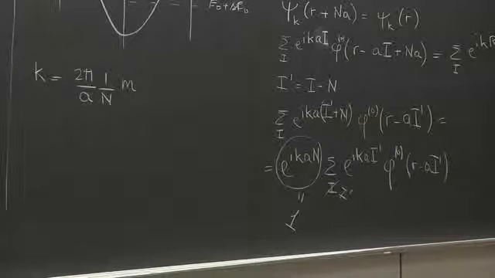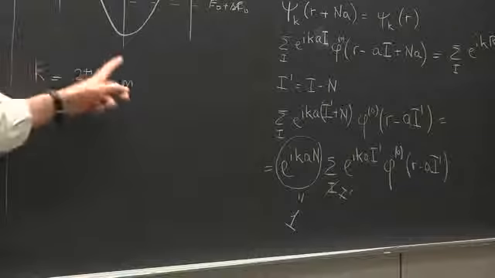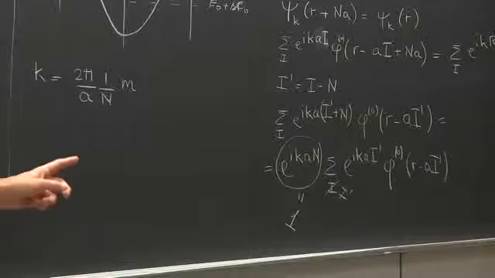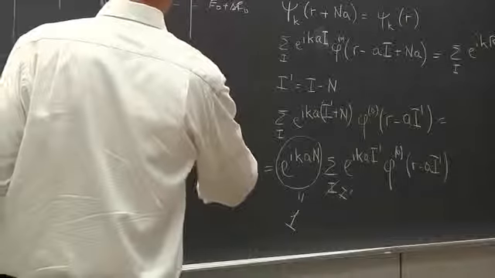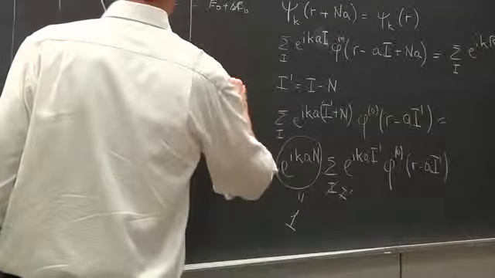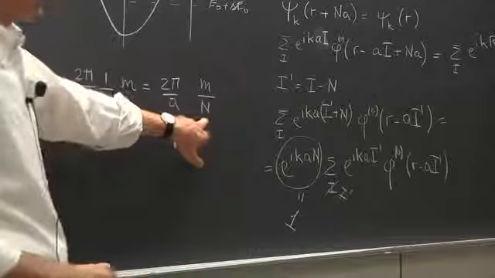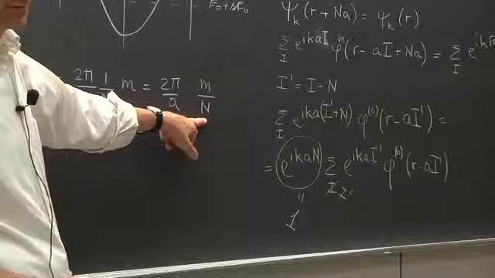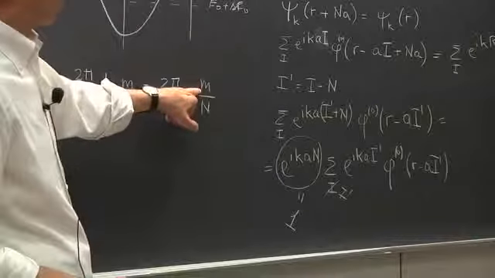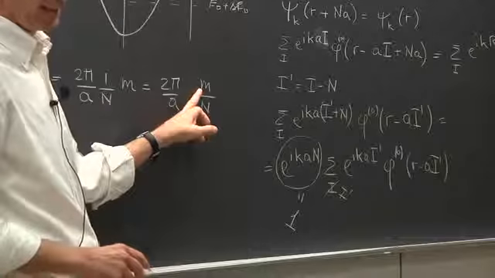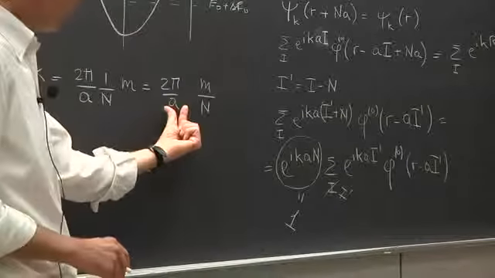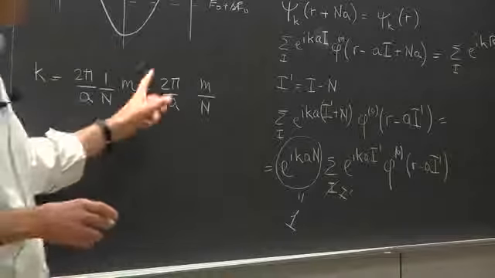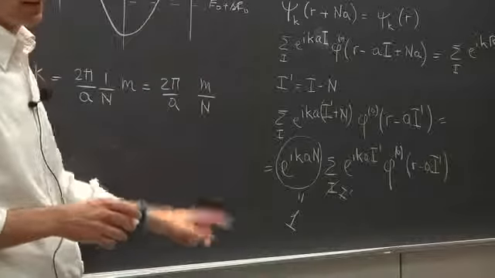But k, according to my initial theory, had to be restricted to minus pi over a and pi over a. And now I'm just imposing that k, in addition to this, must also take these particular values. I can also write it as 2 pi over a m over n, and remember that capital N is a very large number. So essentially what I'm doing is discretizing k in small slices, the width of which is 2 pi over a divided by capital N.